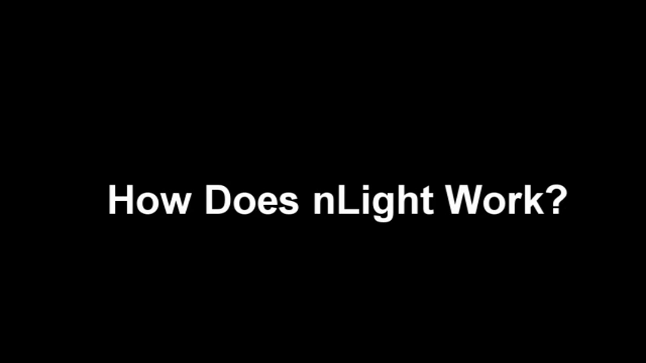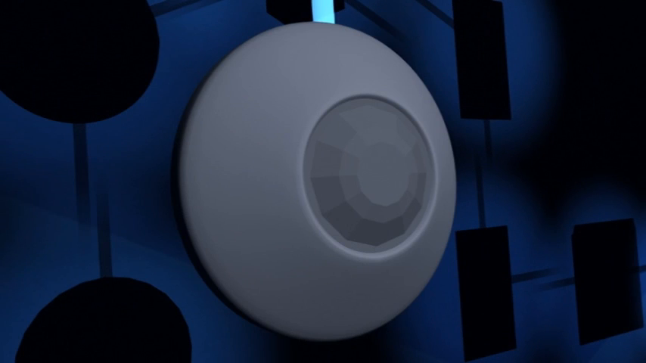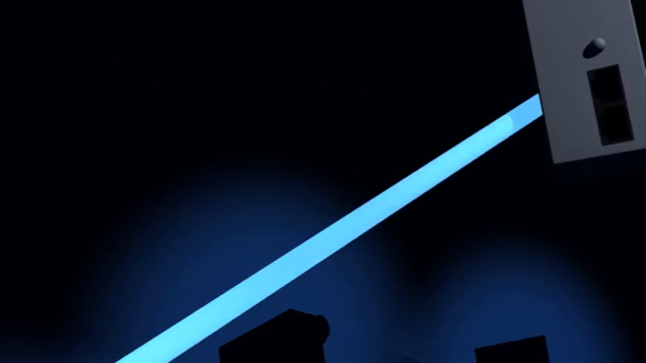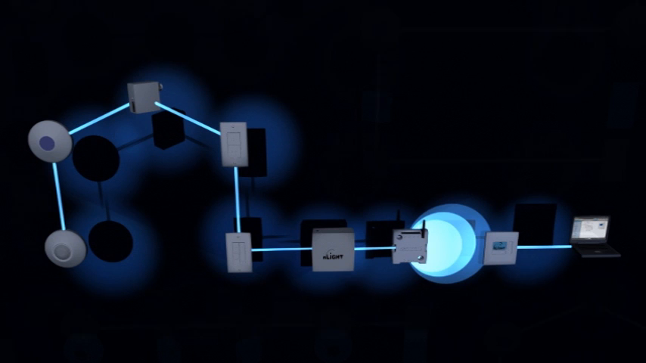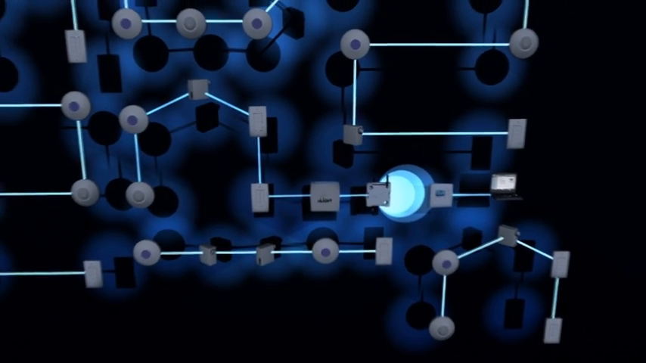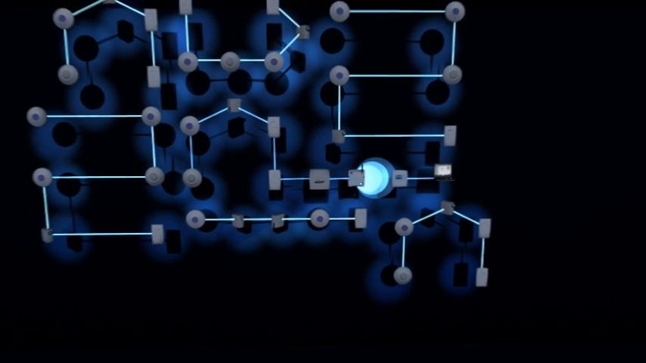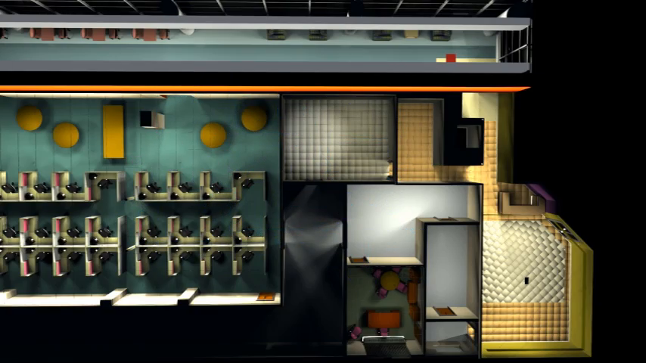How does nLight work? nLight works by establishing a digital communication network between intelligent devices, including occupancy sensors, photo cells, power packs, wall switches, dimmers, and panels. This creates individual zones that are empowered to self-commission and function independently. Additionally, all actions, such as dimming or turning lights on and off, are carried out locally within each individual zone.